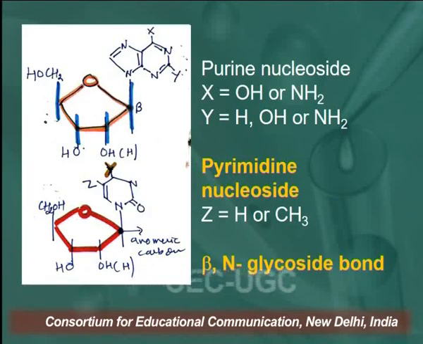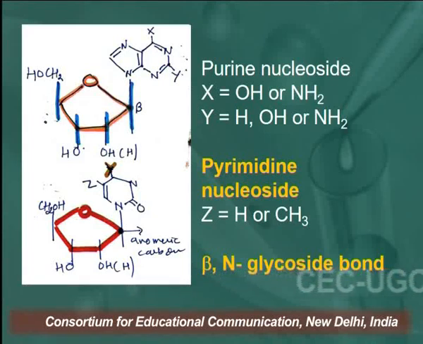As I told you in the previous slides, the purines have a double cyclic structure, and the difference is that X has OH or NH2, and Y has H, OH or NH2, while a pyrimidine nucleoside also has an anomeric carbon atom. On the anomeric carbon atom there is a glycosidic bond. On that glycosidic bond can be pyrimidine or purine bases, and the sugar can be ribose or deoxyribose. This is the structure of nucleosides.